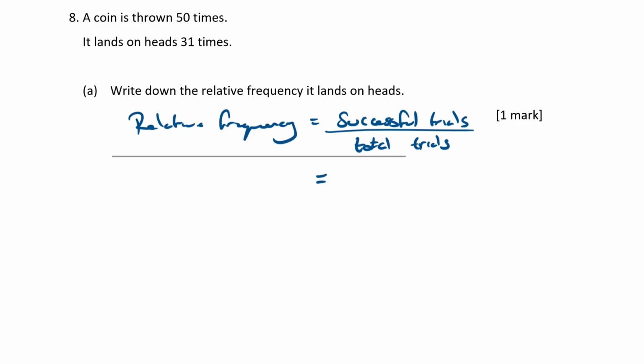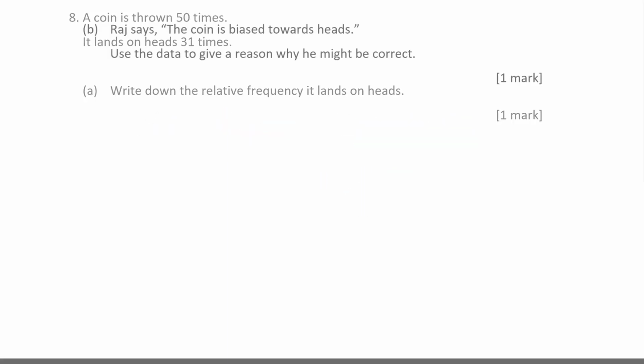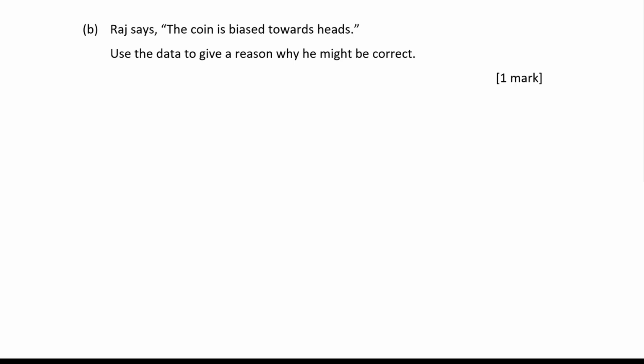So here it landed on heads 31 times. So in terms of this problem, we had 31 successes and we had 50 trials altogether. So the relative frequency is 31 over 50. Don't be under any pressure to simplify probability questions. You never get any more marks for it. You just might as well leave it as it is. I'm not actually sure you can cancel it down, can you?